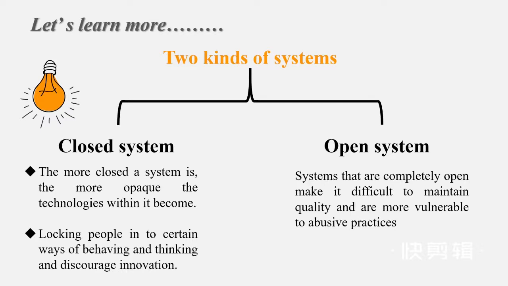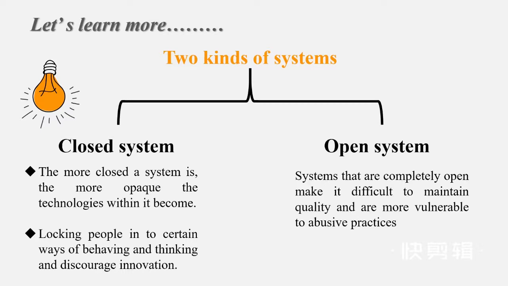But open systems can. Open systems like Windows provide an extensible interface for installing software to enhance the functionality of the system. Often, open systems are not designed around knowing how users are using them, so they need to be extensible. We need to pay more attention to the closed system. The more closed a system is, the more opaque the technologies within it become.